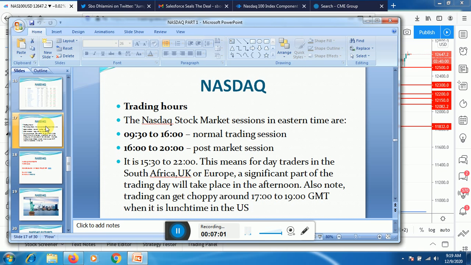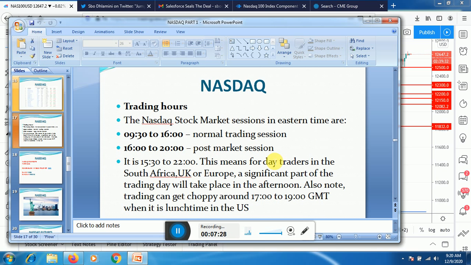So the NASDAQ stock market session in Eastern time opens around 9:30. It's 9:30 when the market opens in New York for regular trading hours, and then it closes at 4 p.m. in the afternoon. And then from 4 p.m. to 8 p.m. at night, that's where the aftermarket happens.